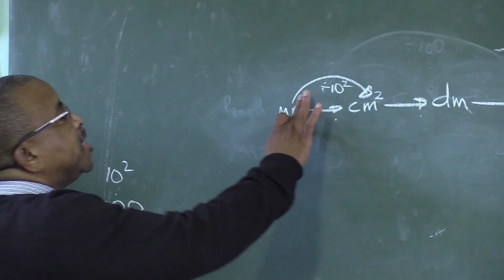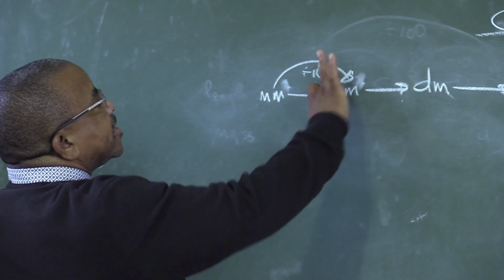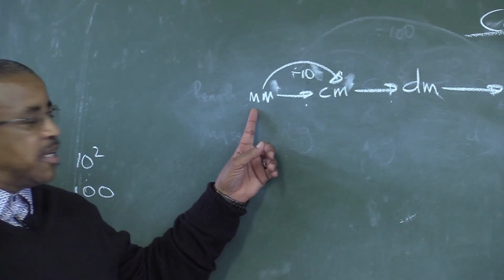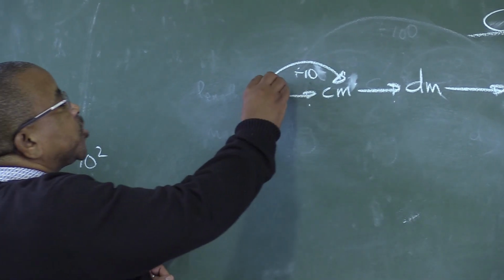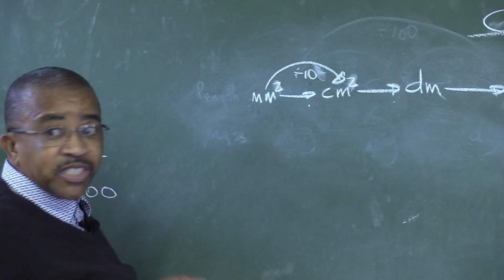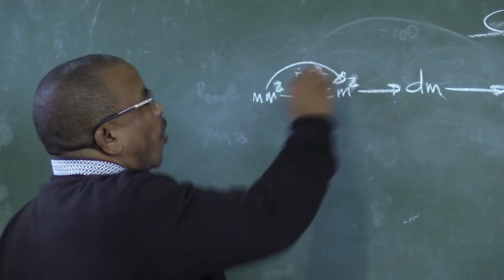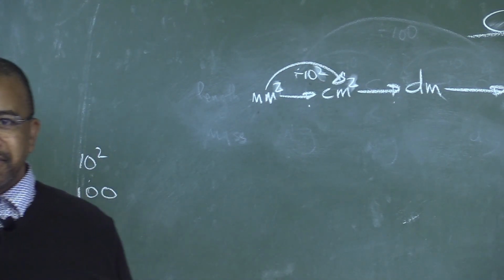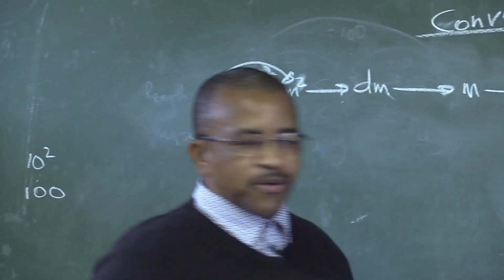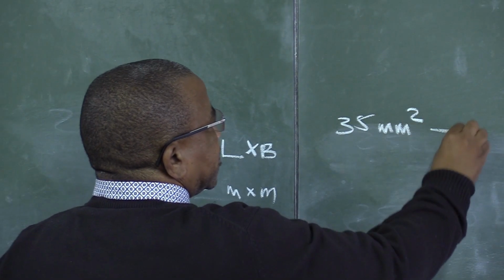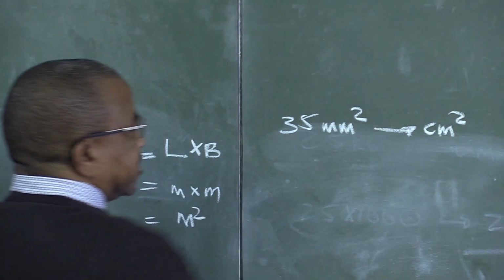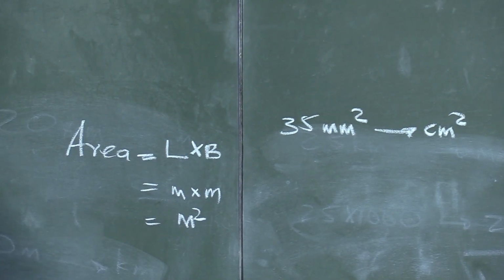Yabona ngalesa sikhathi ku meter kuyi length yayinje. Meters, millimeter to centimeter, we divide by 10. Kodwa millimeter squared to centimeter squared, we divide by what? By 10 squared. It's a square. Let's work it out. Let's take this problem. Let's say you have 35 millimeter squared to centimeter squared. 35 millimeter squared, the area length times breadth, area.